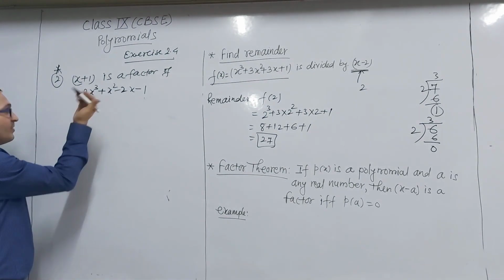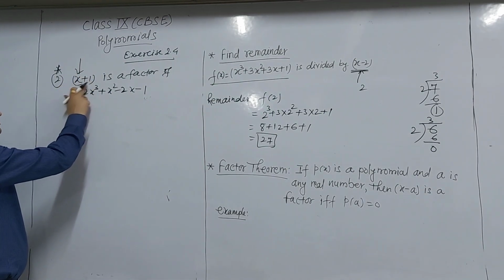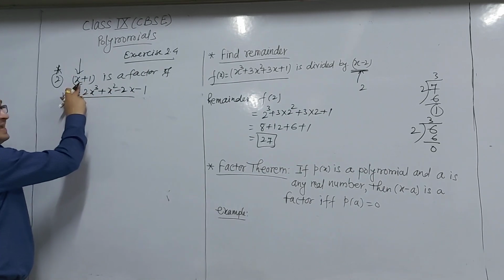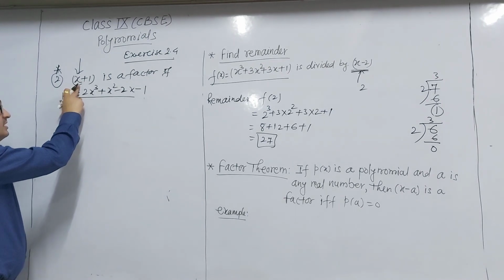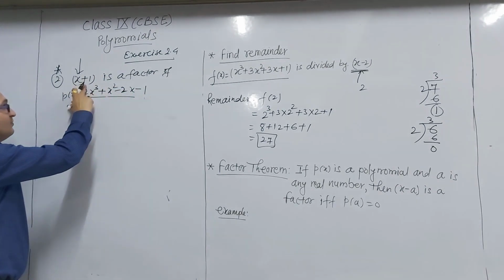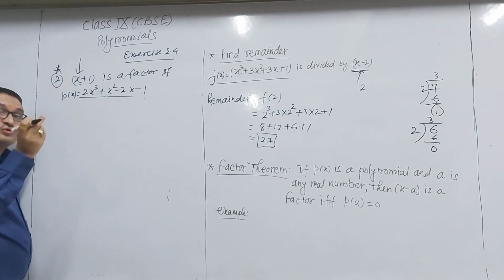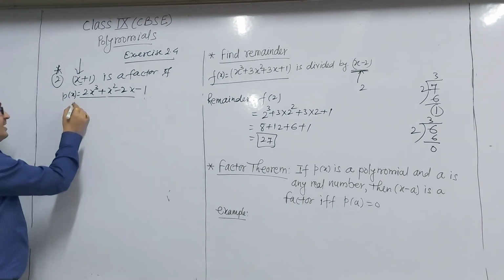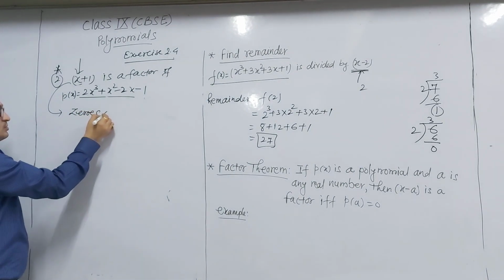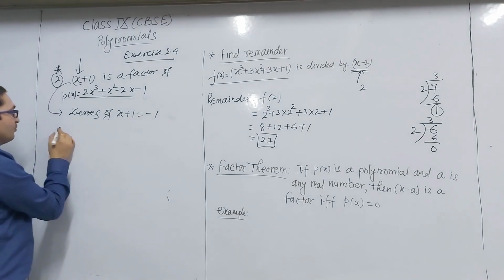Simple method. What I have told you earlier: find the zeros of the divisor. You are dividing this polynomial by x plus 1. If after dividing by x plus 1 your remainder is 0, then it is a factor. So just calculate the remainder only. What is the divisor? What is the zero of x plus 1? Minus 1.